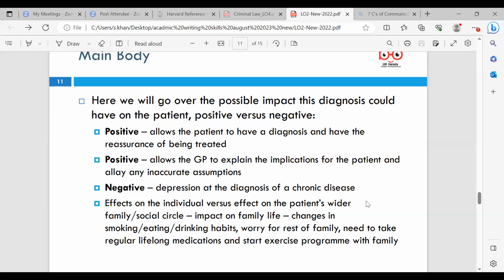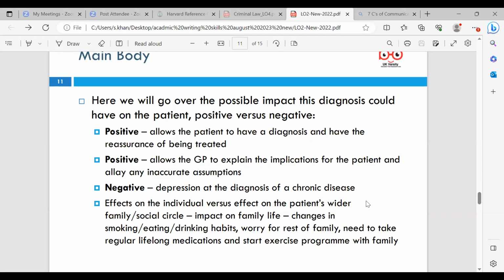at the diagnosis of a chronic disease, effects on the individual versus effects on the patient. So you'd look at the wider family, social circle, impact on family life, changes in smoking, eating and drinking habits, worry for the rest of the family, and the need to take regular lifelong medications and start exercise programs with the family. So this is a lot. This is the main body, where you'd answer the question.